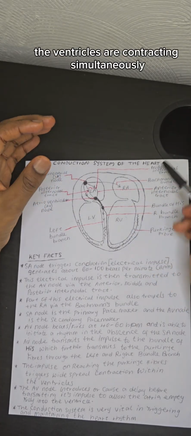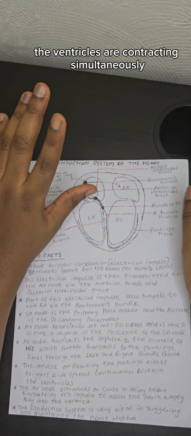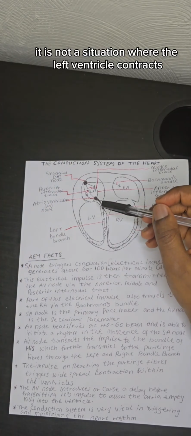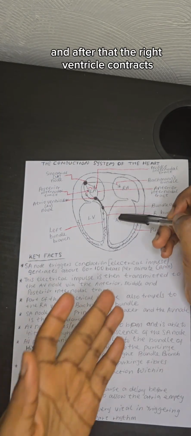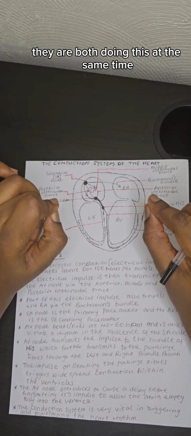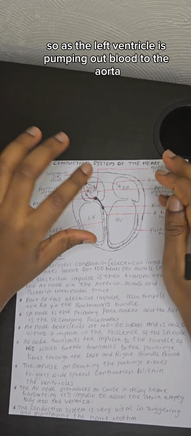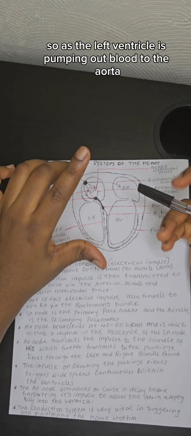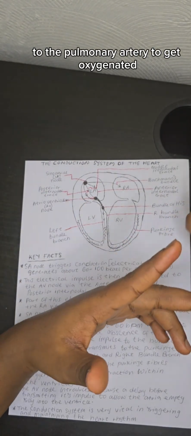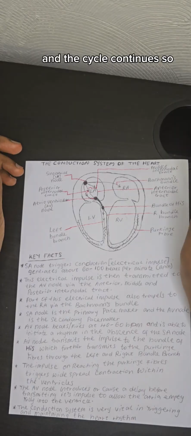The ventricles are contracting simultaneously. It is not a situation where the left ventricle contracts and after that the right ventricle contracts. They are both doing this at the same time. So as the left ventricle is pumping out blood to the aorta, the right ventricle is pumping out blood to the pulmonary artery to get oxygenated, and the cycle continues.